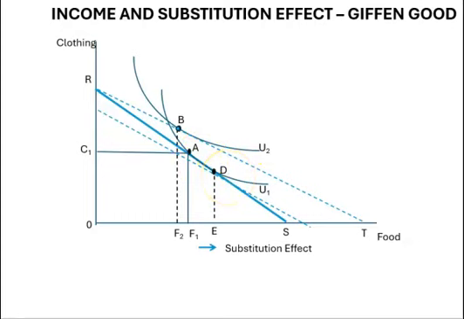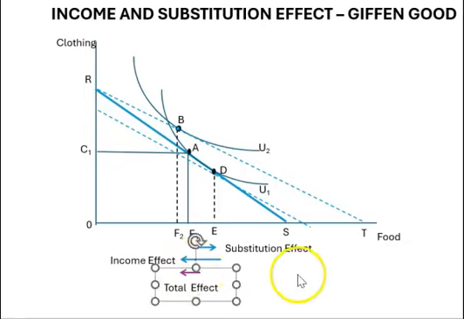What about our income effect? Our income effect is EF2, and this is associated with a move from point D to point B. And the total effect is shown by F1F2. That is a decrease in the consumption of food when the price of food decreases.